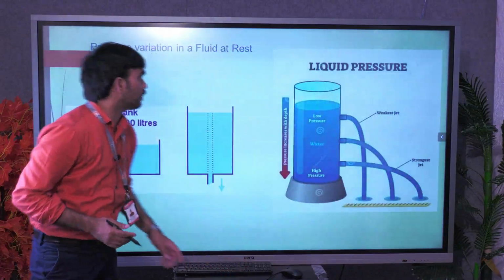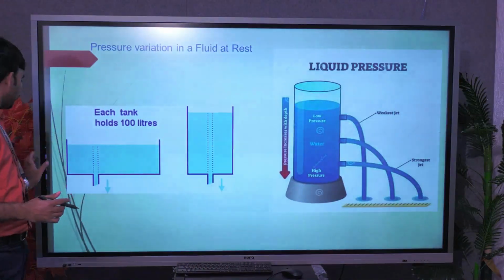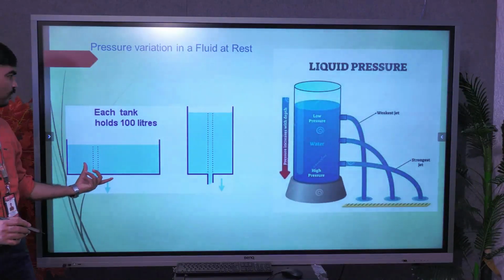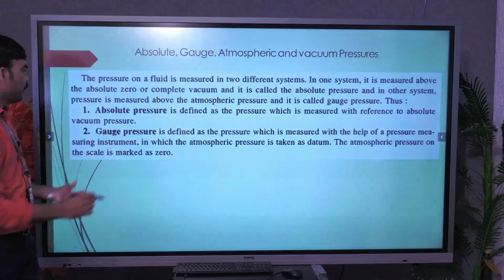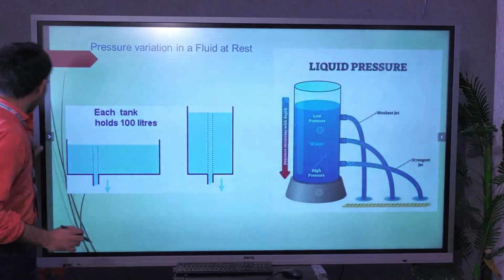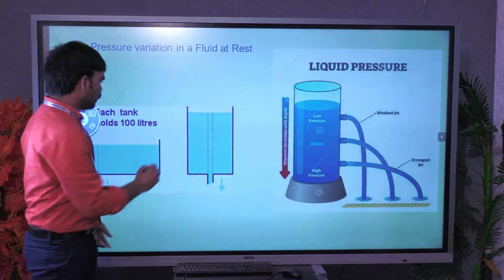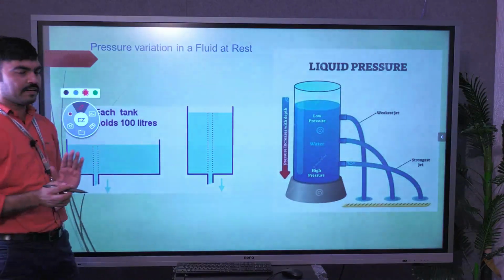I hope you understand this concept. Again we will discuss here. If you see here, this is one container which has 100 liters of liquid. In one tank we have 100 liters of liquid. In the second tank, which is another shape, here also we have 100 liters of liquid.